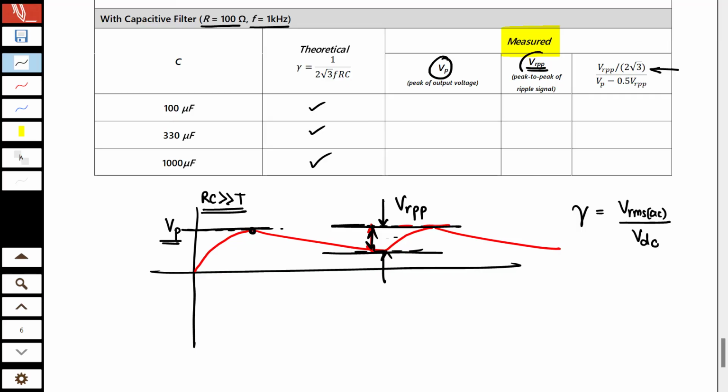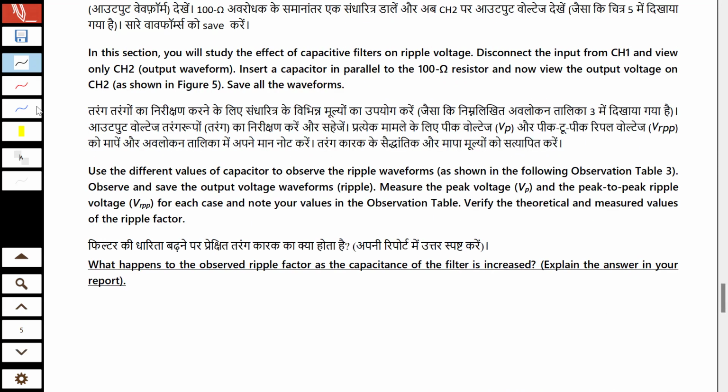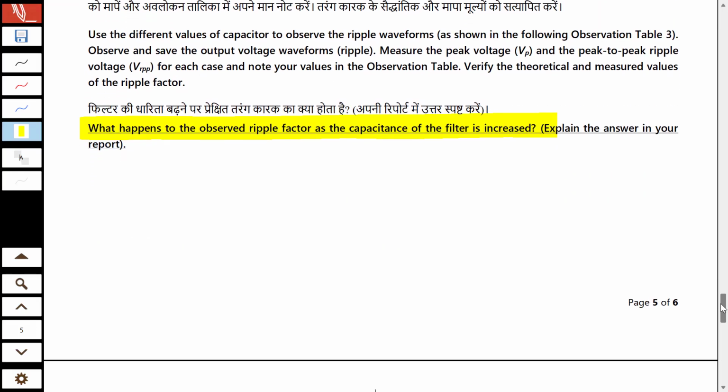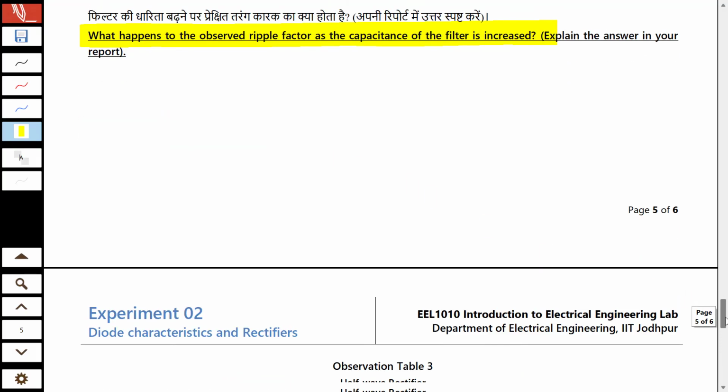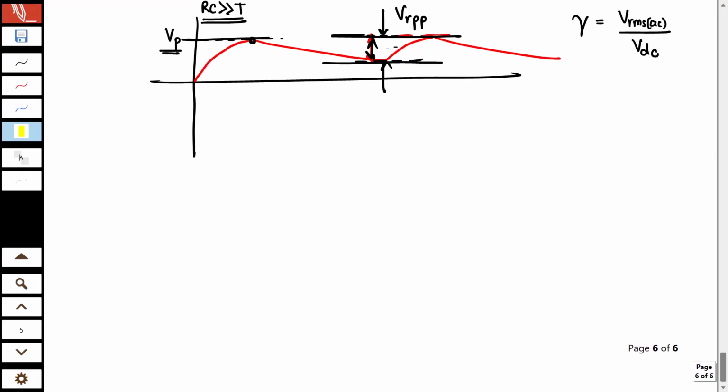So you measure Vp and VRPP, write those values here, plug them in, and these expressions should match the expressions that you got theoretically by plugging in the values of R and C. In this experiment, please also note that it is asked what happens to the observed ripple as the capacitance of the filter is increased. You need to explain your answer. So in the inference part, you should write the answer to this question. What happens to the observed ripple factor as the capacitance is increased? And why? Of course, the why part is also to be answered.